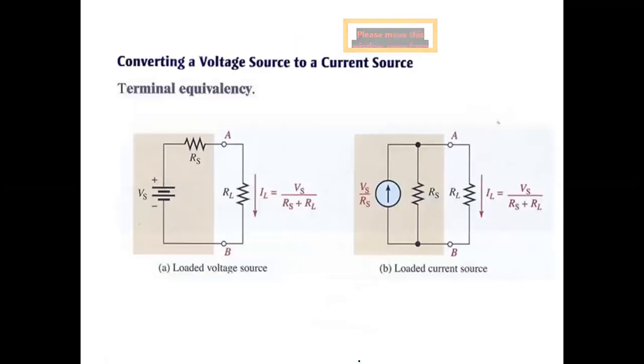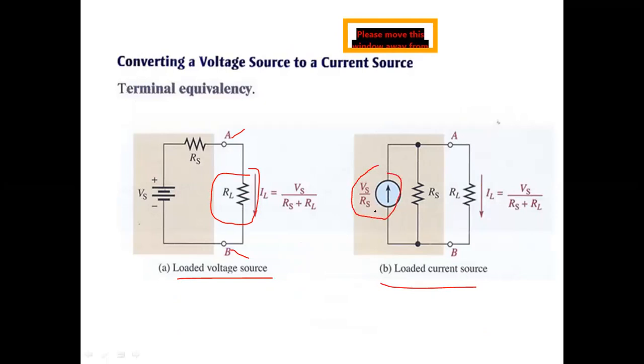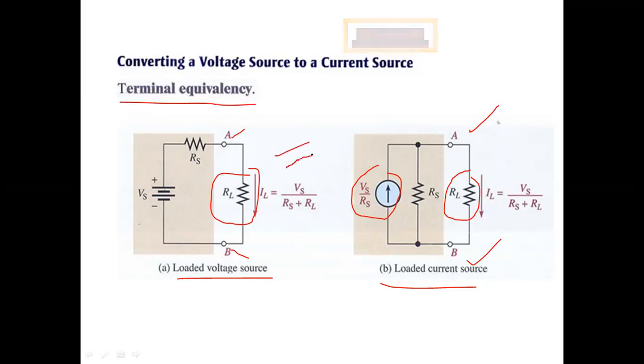This slide shows a loaded voltage source. A loaded voltage source means some load has been connected across the two terminals A and B. This is the loaded voltage source. And the loaded current source, with the same Vs by Rs. As we have already seen, the load resistor is connected across the two terminals A and B. So you can say this represents the terminal equivalency between the voltage source which is loaded and the current source which is also loaded.